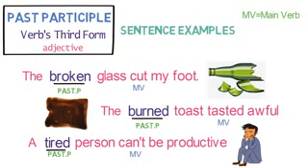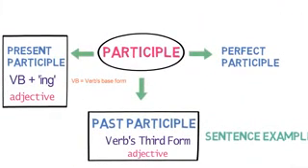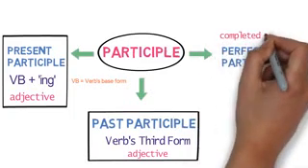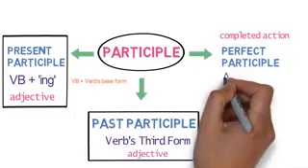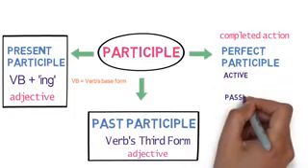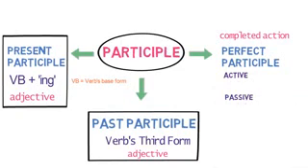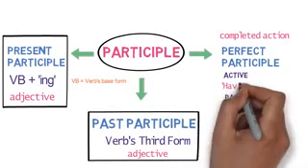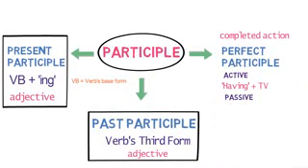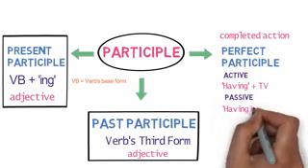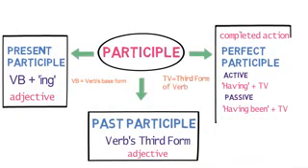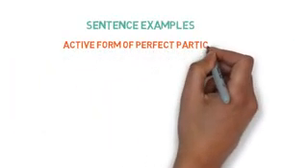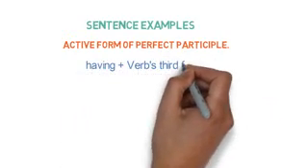Let's now look into perfect participles. The perfect participle indicates completed action. They can be in active form or passive form. In active form, they are created by having plus verb's third form, while in passive form, they are created by having been plus verb's third form. Let's look into example of active form of perfect participle created by having plus verb's third form.